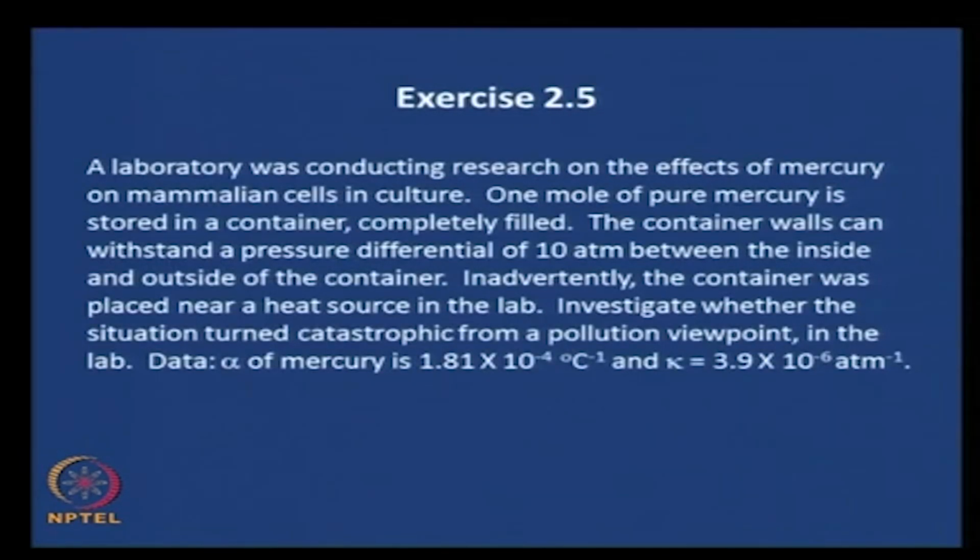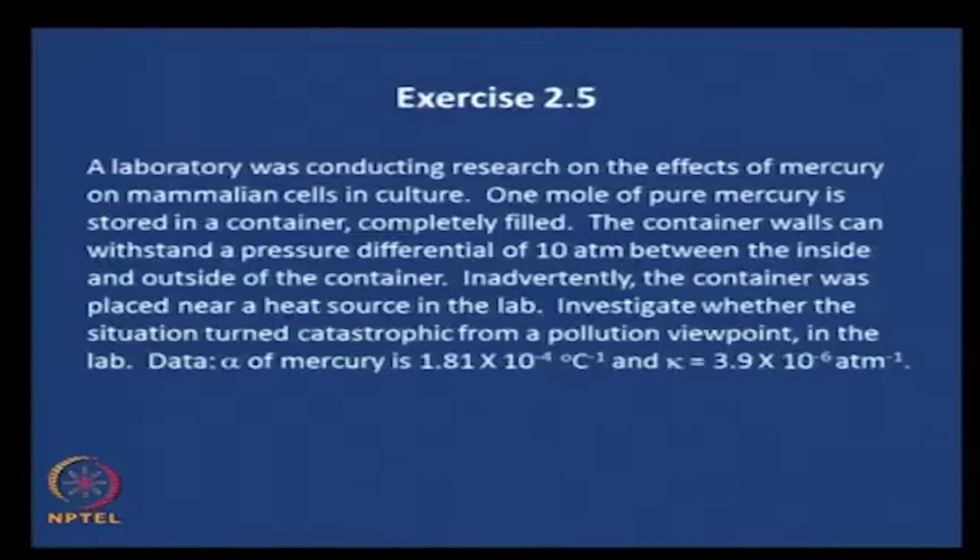The example or the exercise is exercise 2.5. As we have been doing in this course, I will present the exercise and then give you time to work that out, then I will present you a part of the solution and then give you more time to work it out and then present the complete solution.